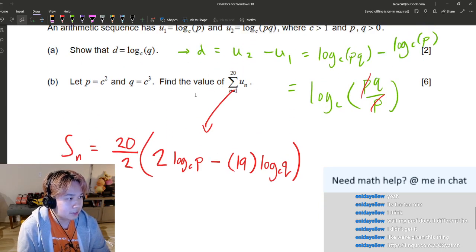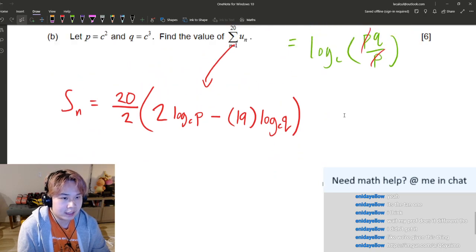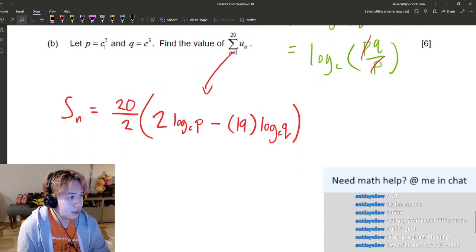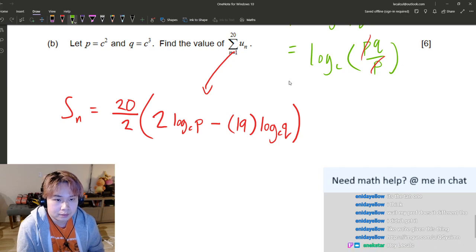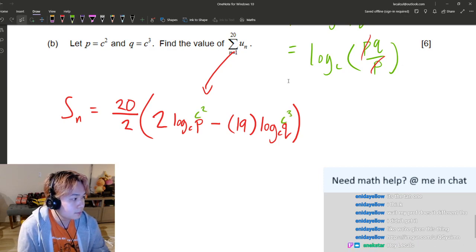Okay, and then we need to find the value. So we're going to keep simplifying this, but we are going to do some substitutions. We know that this is c squared and q is c3. So this is c squared, and then this is c3.